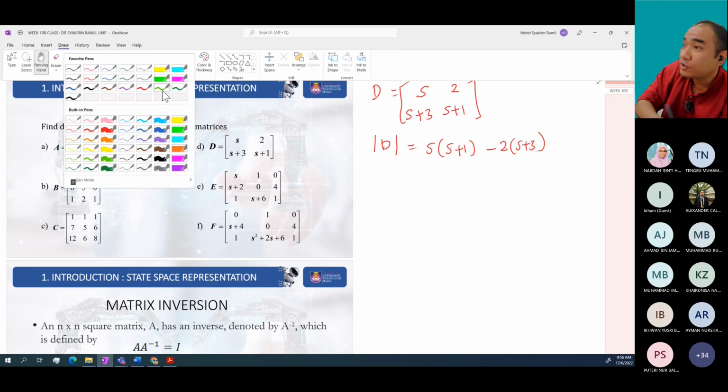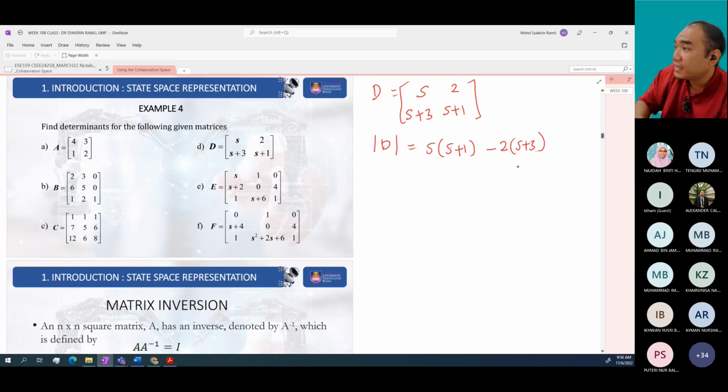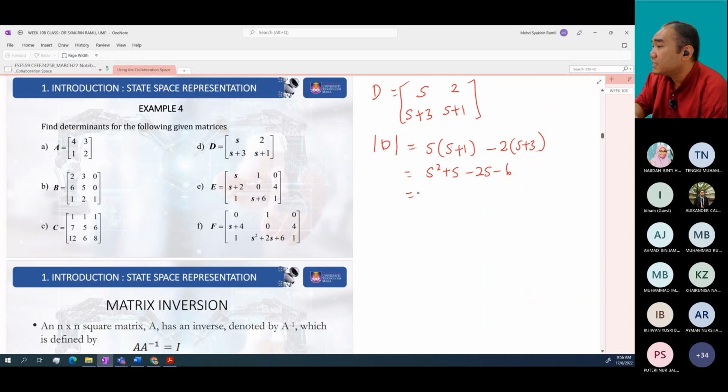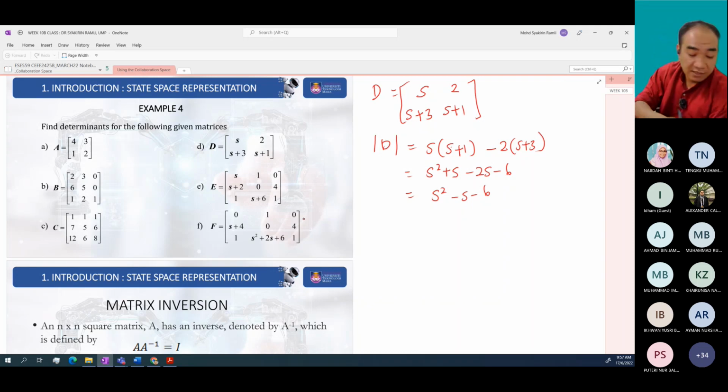And of course, you have to expand this. Do not leave it like that. You have to expand this. So it's going to be S squared plus S minus 2S minus 6. And then the determinant of the matrix D is simply equal to S squared minus S minus 6. Okay, the same operation, the same concept for us to compute the determinant, even though we have S in our element. Right, so that is the example of D.